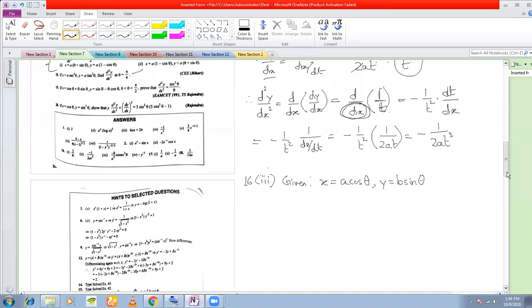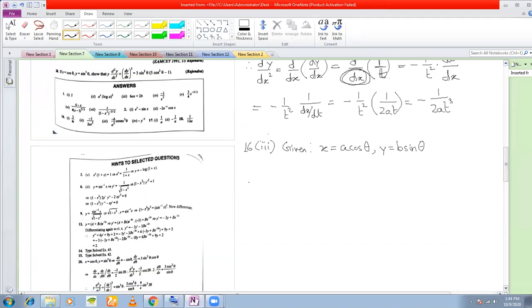So in order to find d2y by dx2 for x is equal to a cos theta and y is equal to b sin theta, you find dx d theta. You get minus a sin theta. And here you find dy d theta. You get b cos theta.